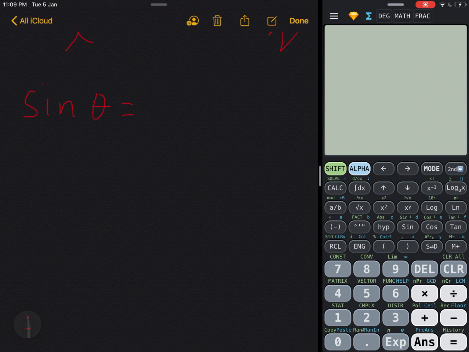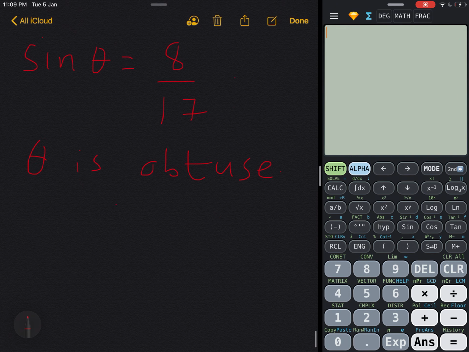Our first problem is we have sine theta given to us as 8 over 17. The problem also says theta is an obtuse angle. Find the value of 1 over cos theta plus 1. The big deal in this problem is finding the value of cos theta.